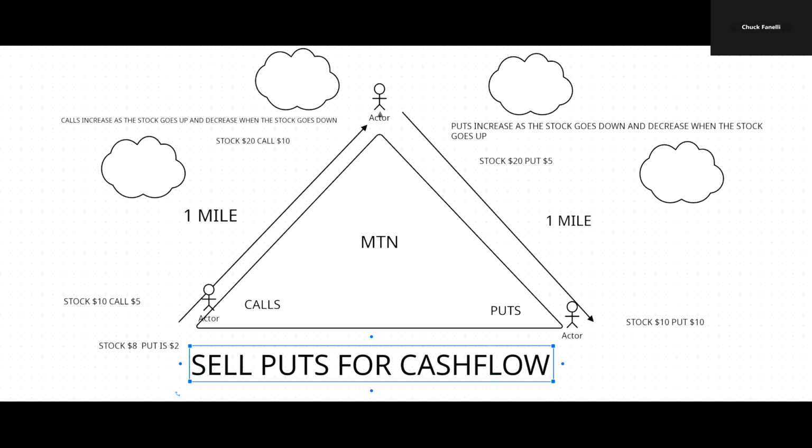I'm going to try to explain that a little further in my next slide. Hopefully this makes sense. I'm going to pause the recording. And remember, it's the distance traveled. If the stock travels 1 mile up, your call will increase. If it travels 1 mile down, your put will increase. Hopefully that makes some sense. It is the most difficult thing to explain, but it really is that simple. Distance traveled.